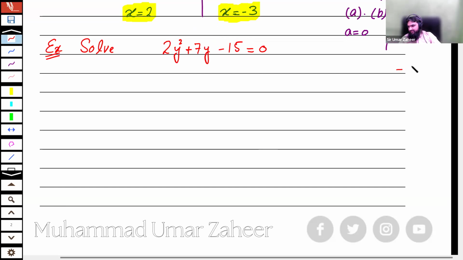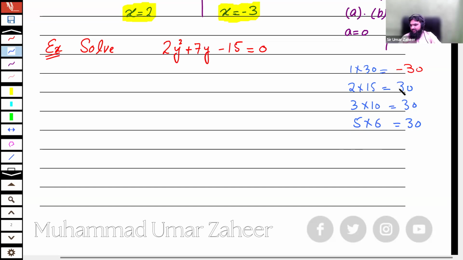I'm going to get minus 30. So write all the possible pairs. 1 times 30 is going to be 30. 2 times 15 is going to be 30. 3 multiplied by 10 will be 30. 5 times 6 is going to be 30. And that's it. There's no more.